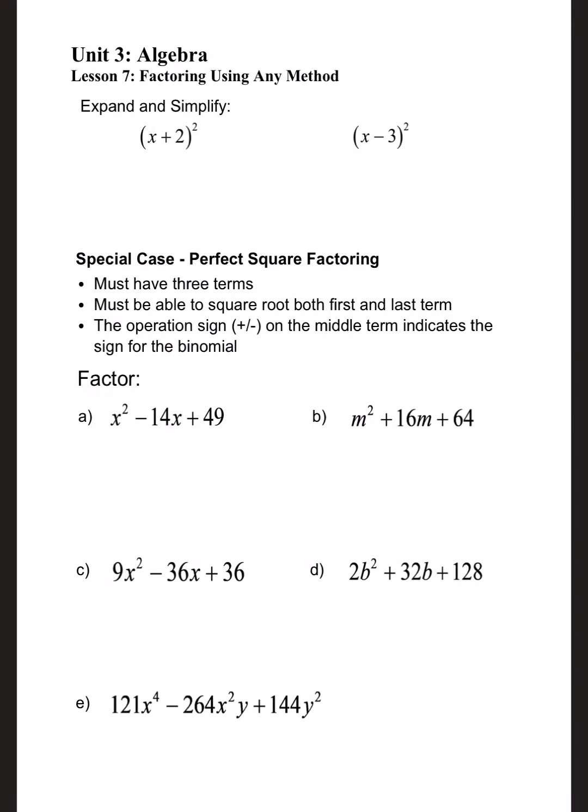So let's first look at these binomials we have here and expand and simplify them and see if we notice anything. So if we have x plus 2 squared, that really is x plus 2 times x plus 2. Right? We're multiplying by itself. So if we go ahead and FOIL this, we have our first terms, our outside terms, our inside terms, and our last terms, and we'll combine our like terms.